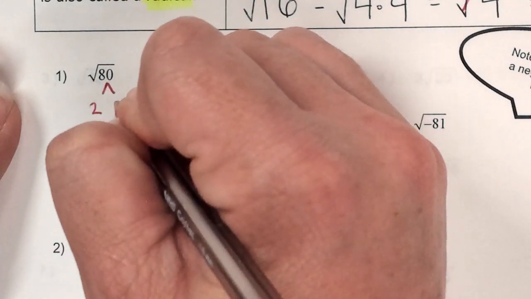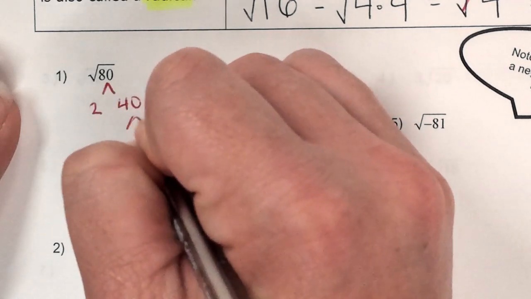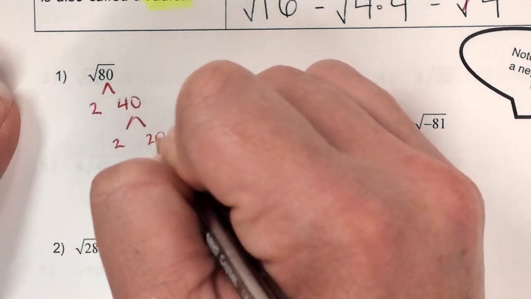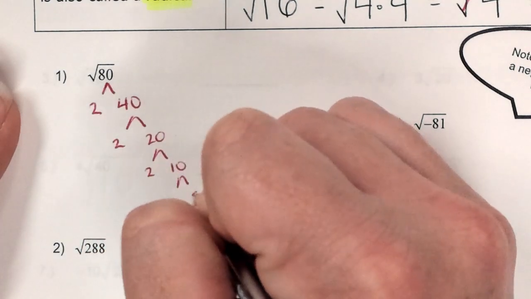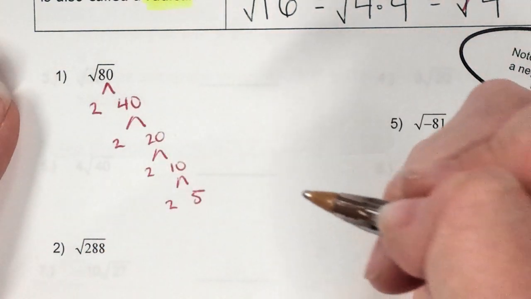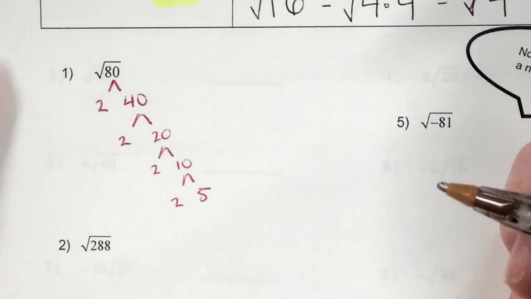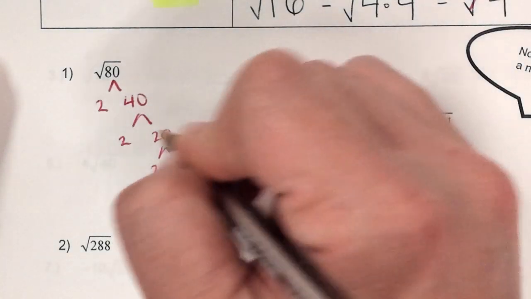What's half of 80? 40. What's half of 40? 20. What's half of 20? 10. What's half of 10? 5. Is 5 prime? Yeah. So we're done.